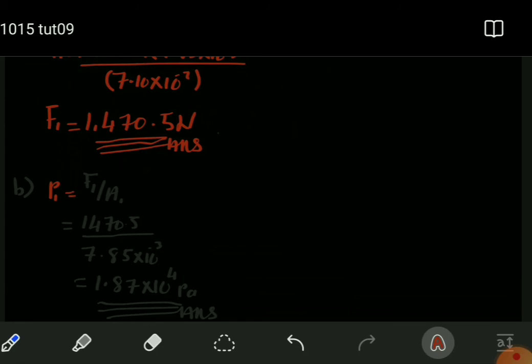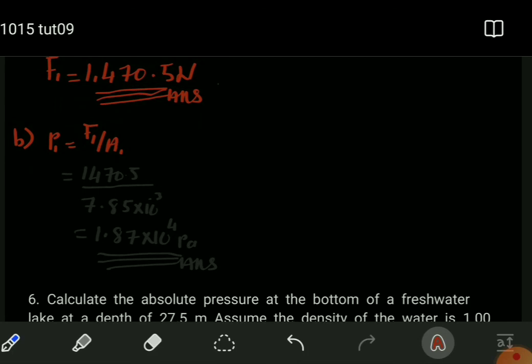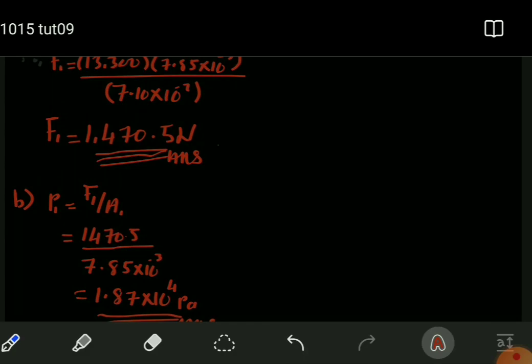So this is part B. Pressure equals force over area, and this time we want to find the pressure applied on the left cylinder. Because we have F1 now, we simply substitute the value of F1 and also the area of the smaller cylinder, giving us a pressure of 1.87 times 10 to the power 4 pascals. This is the pressure that was exerted on the left cylinder.